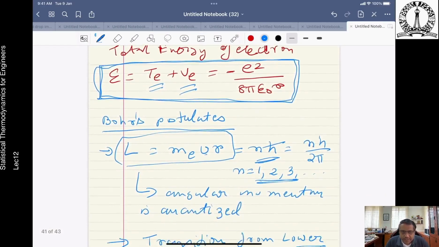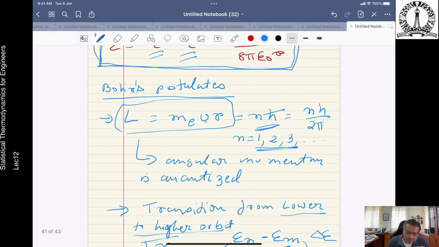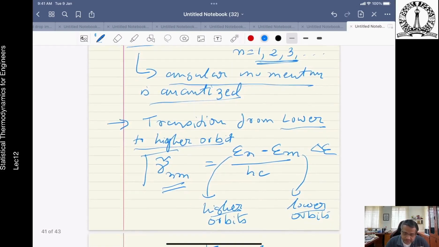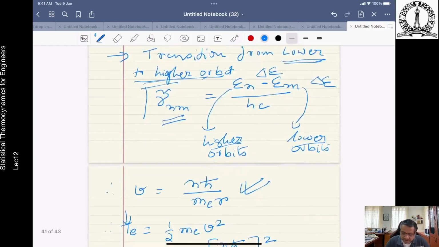So then we move on. Now that we have got this all sorted out, we went to Bohr's postulates. So in Bohr's postulate, what did Bohr say? That the angular momentum is also quantized, and it is given in this particular form, where n is basically the integer through which the quantization happens. And transition from lower to higher orbit is given by this. This is nothing but the delta E. Okay.